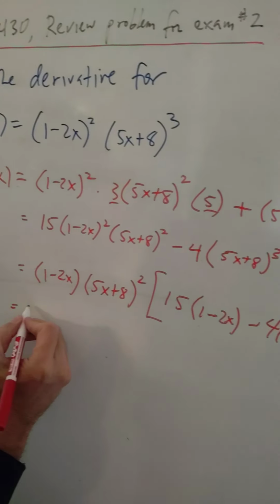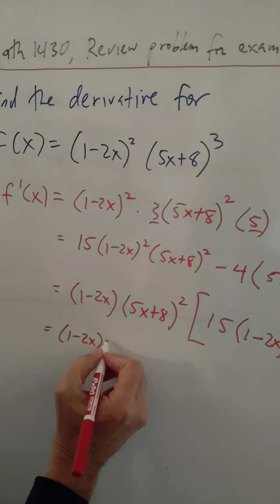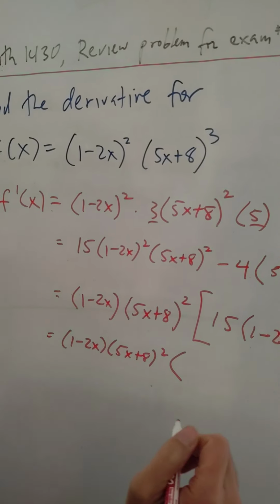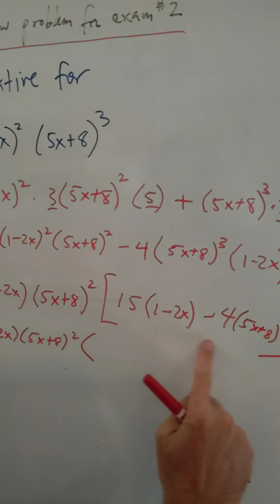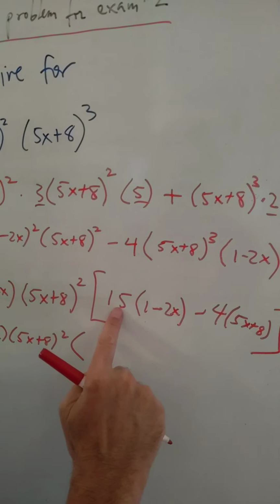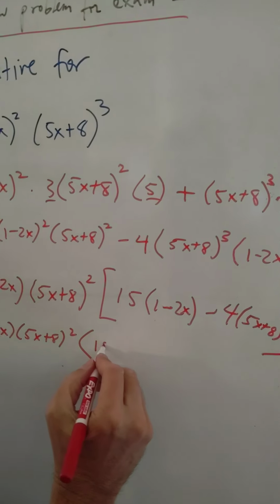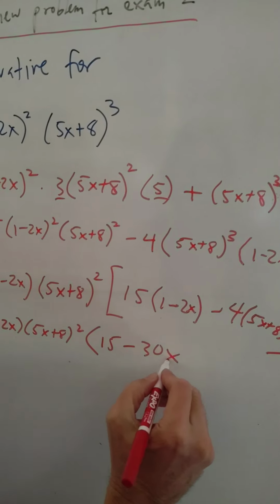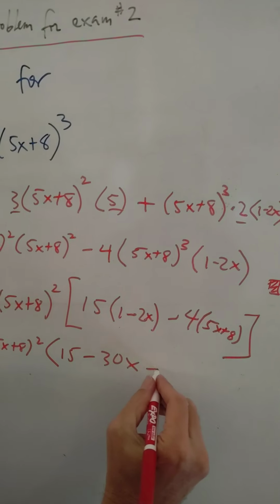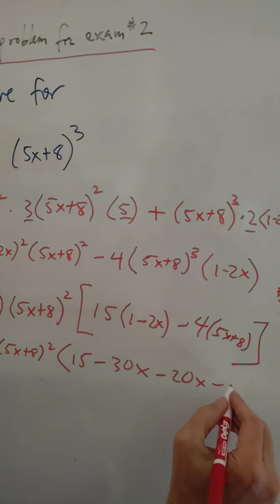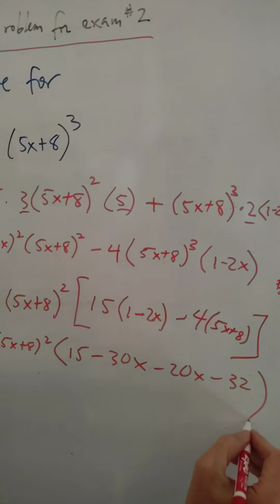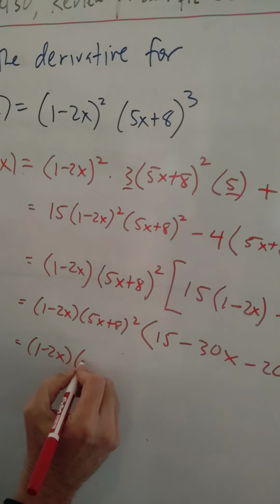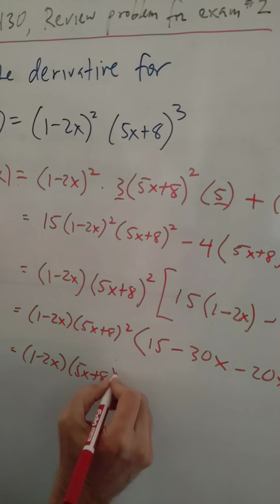Let's keep on going. So I get 1 minus 2x times the 5x plus 8 squared times, and now let's simplify this mess inside the bracket. So I'm going to distribute the 15 because I'm going to get like terms later. So it's going to be 15 minus 30x, and then distribute the minus 4 for minus 20x minus 32, 4 times 8. Okay, equals 1 minus 2x, and then I got 5x plus 8 squared.